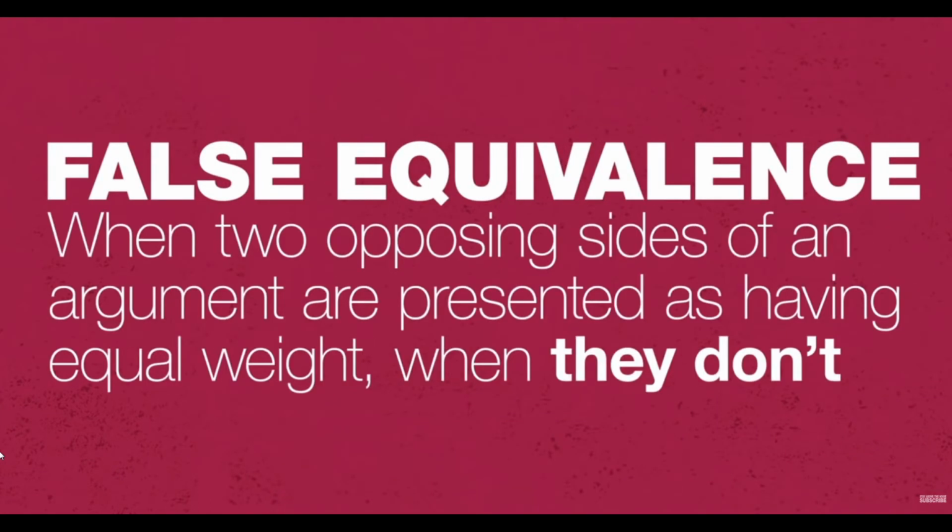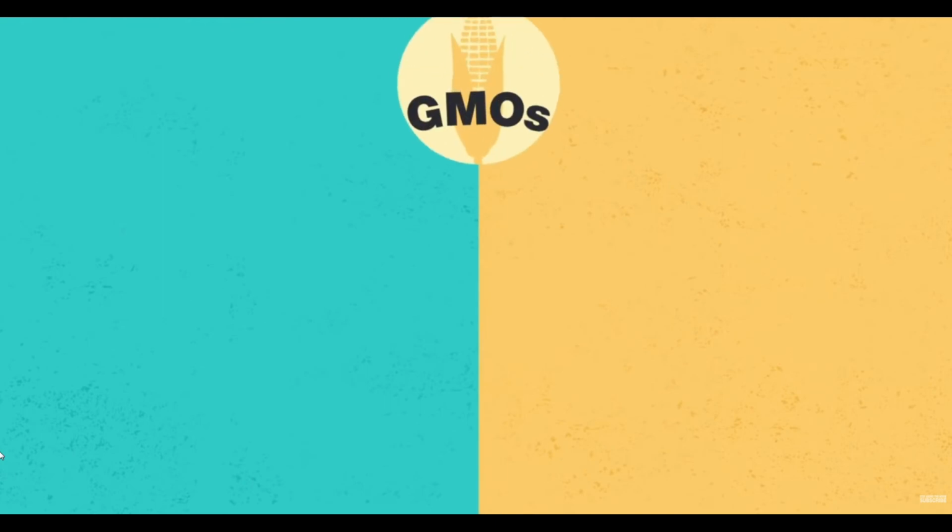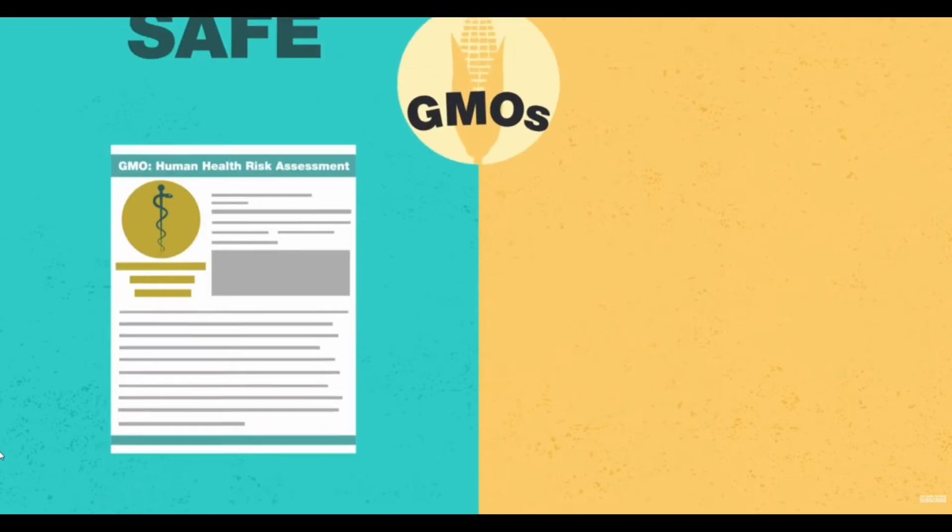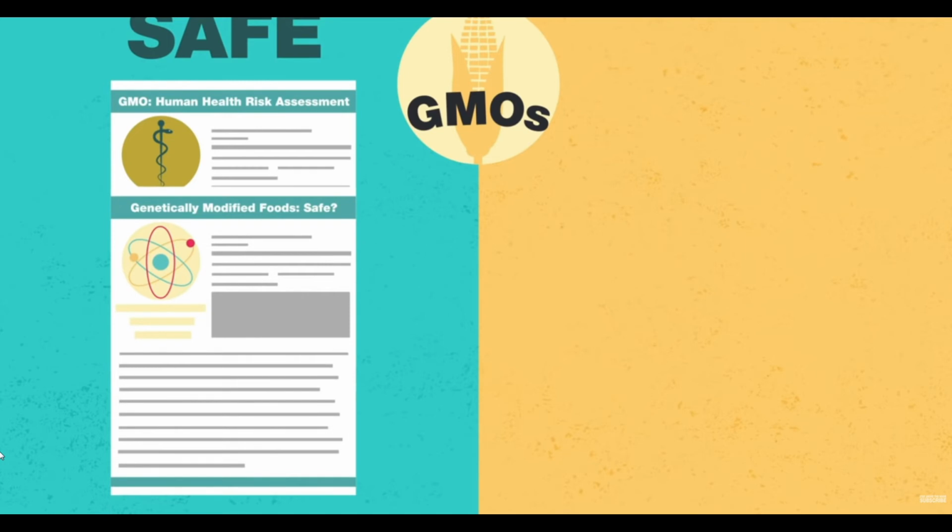First of all, what is false equivalence? It's when you set up two opposing sides of an argument and make it look like they hold equal weight when really, they don't. I got an example for you. Take genetically modified foods or GMOs. The science is pretty clear. GMO foods aren't harmful to your health.